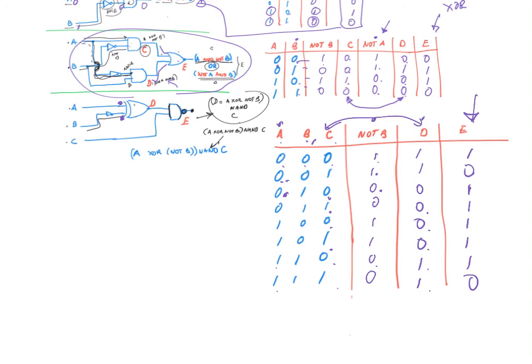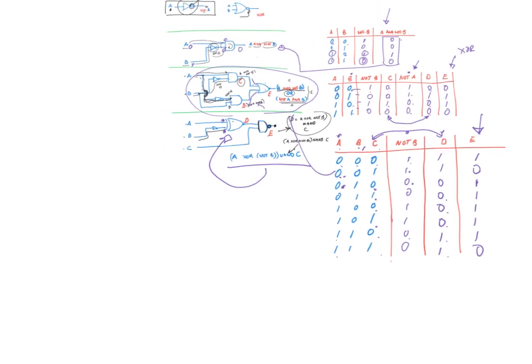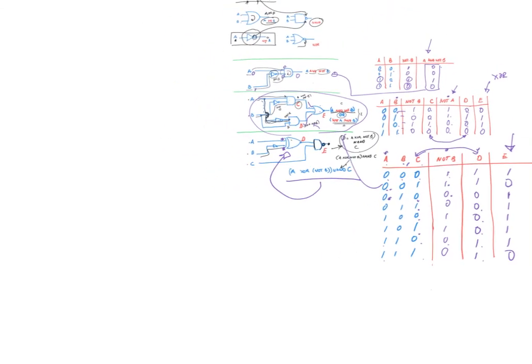Alright guys, so now you know how to make a truth table from a circuit and a Boolean expression from a circuit. Now the other way you could try to understand this is to create a circuit out of an expression, but that's also very simple.